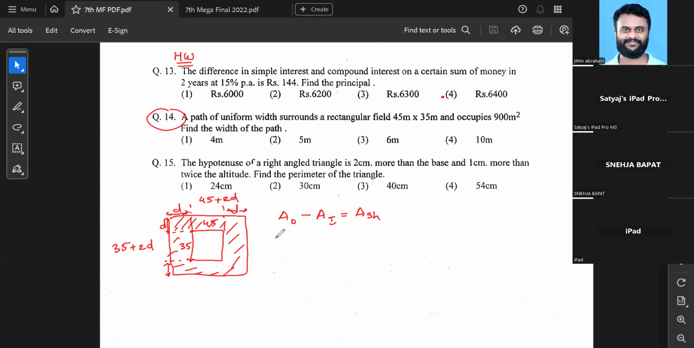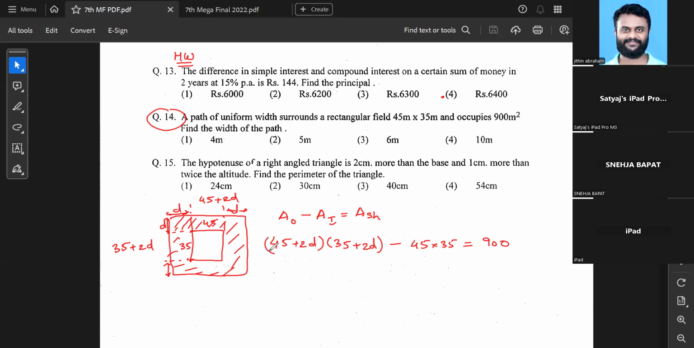Area of the outer rectangle is its length multiplied by breadth. The outer rectangle's length is 45 plus 2D, multiplied by 35 plus 2D, minus the area of the inner rectangle, which is only 45 into 35. 45 multiplied by 35 is equal to 900. From here, we are going to get the value of D.